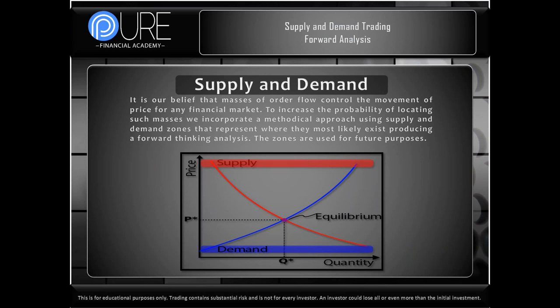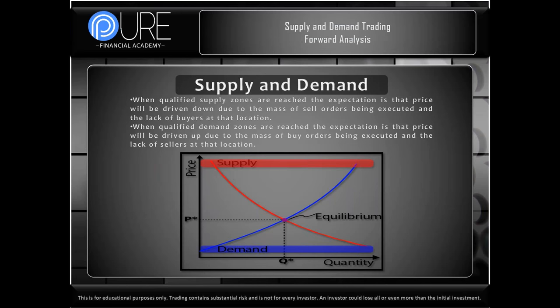To increase the probability of locating the masses, we incorporate a methodical approach using that supply and demand zone theory. It's to represent where the masses of order flow are most likely to exist. We say most likely because nothing's 100%. We're definitely no crystal ball and we can't predict things, but with probability on our side, it definitely helps. So what we're doing is producing a forward-thinking analysis. We obviously can't make money from the past, from hindsight. We've got to make it going forward. The zones are used for that, so we can use the zones looking forward to help us add that probability we're looking for.